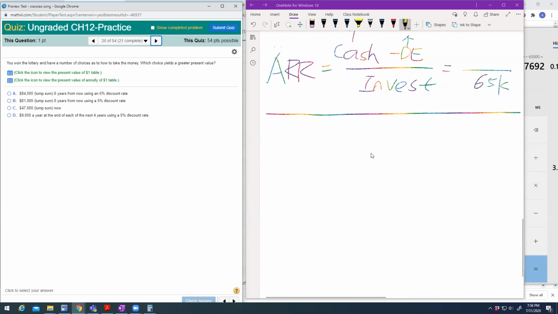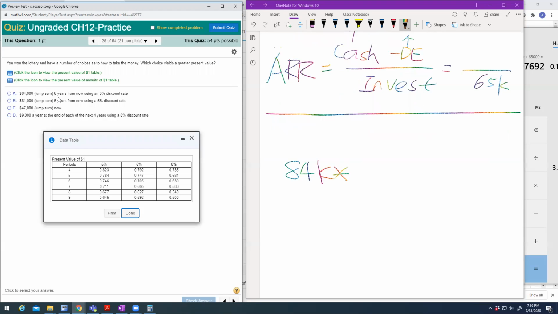Wow, so you have to calculate, right? The first one is 84,000, but you need to wait 6 years, and every year is 6%. So you need to use the $1 amount, 6 years, 6%, 0.705. This is choice A. Choice B is 81,000. You use 6 years, but 5%, times 0.746.